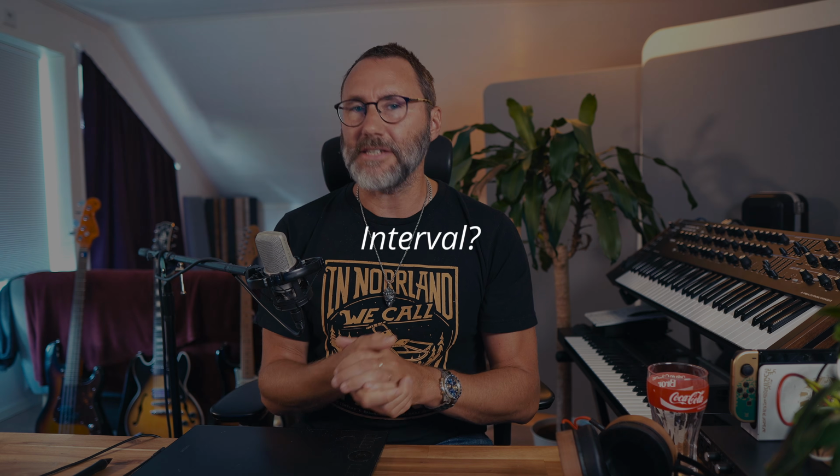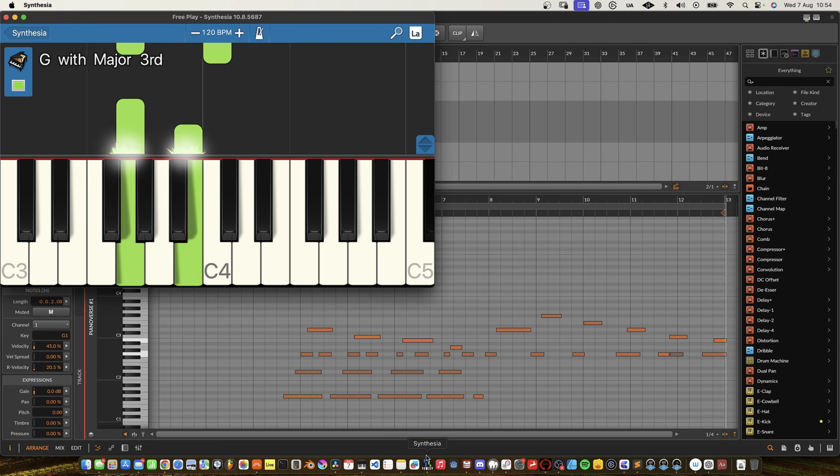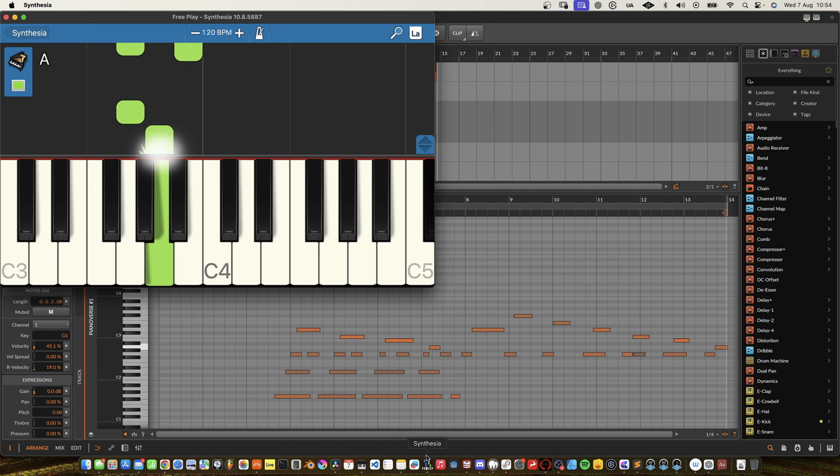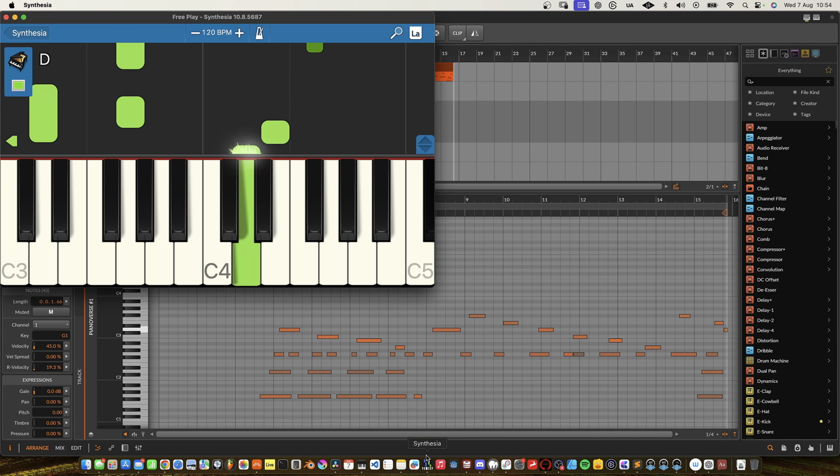So what exactly is an interval? An interval is basically the distance between any two given notes, and it's measured in steps on a musical scale. Knowing how to identify and recognize these intervals by ear is essential for any musician.